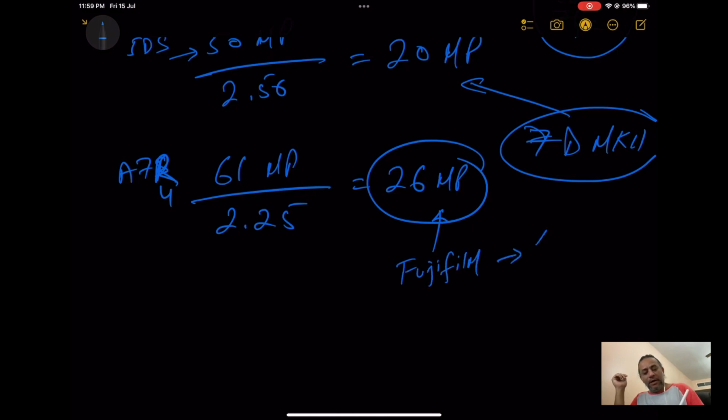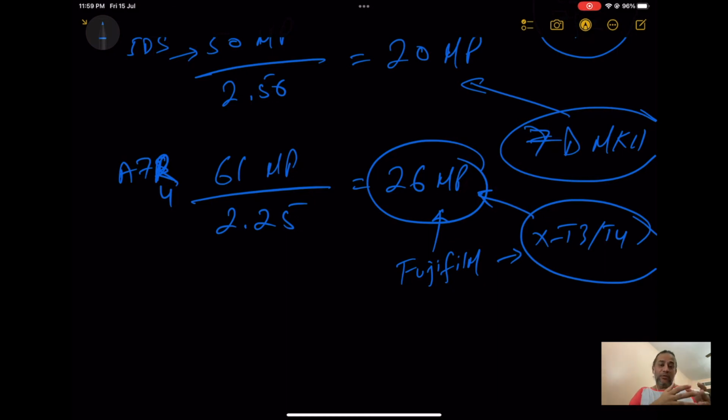in their X-T3 and X-T4 cameras. So the X-T3 and X-T4 cameras have exactly the similar output as your Sony A7R4 in crop sensor mode. So if you are using a crop sensor lens on the Sony A7R4, you are going to have 26 megapixel, which is exactly like Fujifilm. So the Sony A7R4 will automatically behave like a crop sensor if you use a crop sensor lens on it.